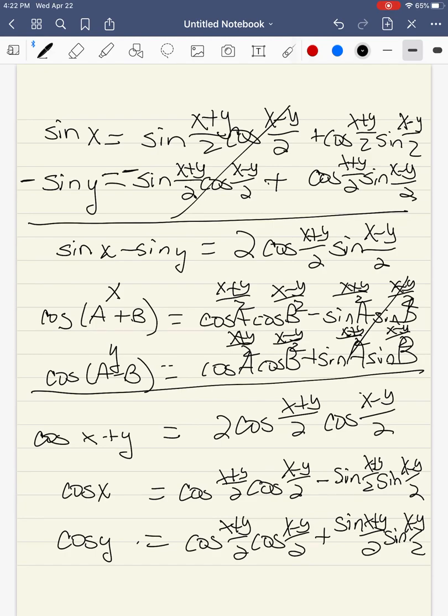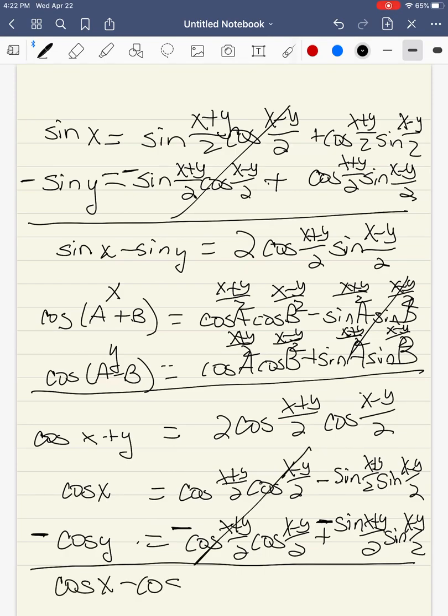So if we're going to have cosine x minus cosine y, this becomes a negative, this becomes a negative, and this becomes a negative. So now these two cancel, and we get cosine of x minus cosine of y equals, now there's two of these and they're both negative, so it's negative 2 sine (x plus y)/2 sine (x minus y)/2. And that's it.